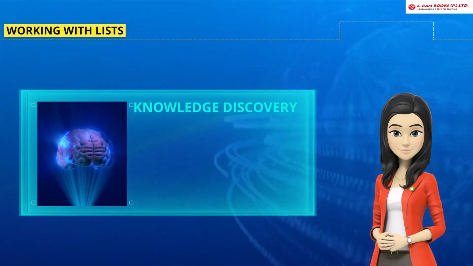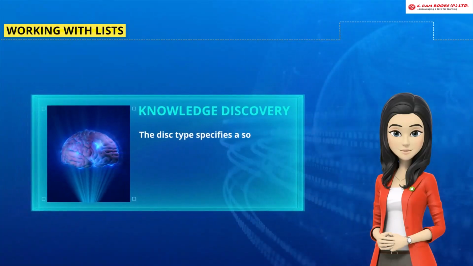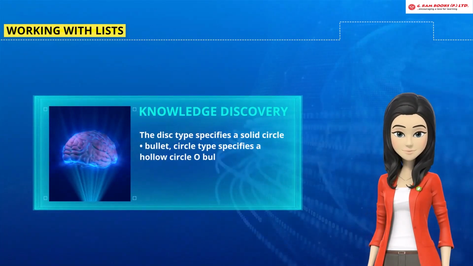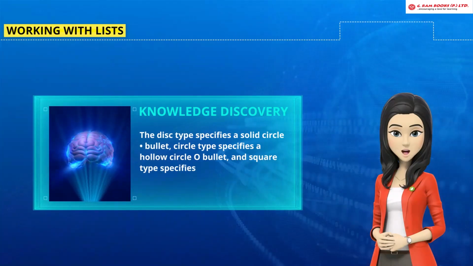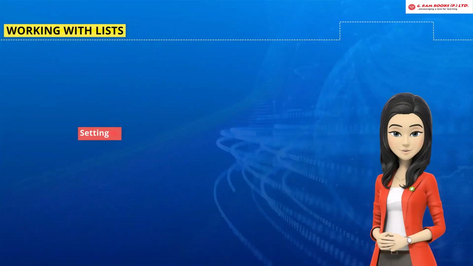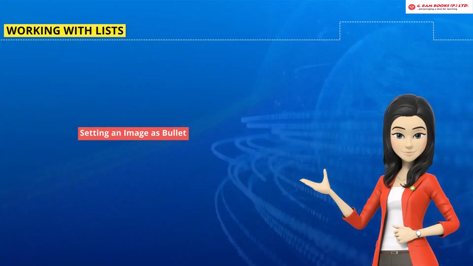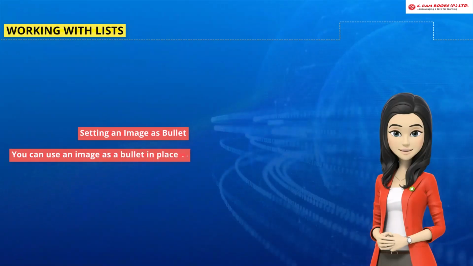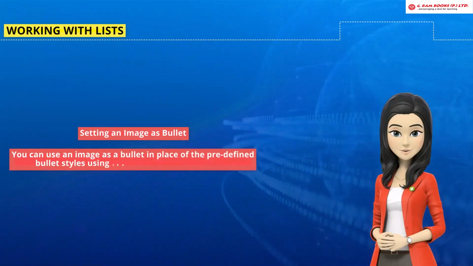Knowledge discovery: the disk type specifies a solid circle bullet, the circle type specifies a hollow circle bullet, and the square type specifies a square bullet for the list elements. Setting an image as bullet. You can use an image as a bullet in place of the predefined bullet styles using the list-style-image property.